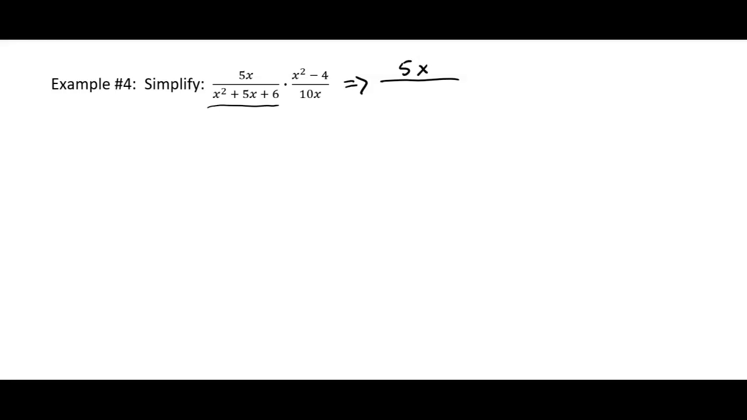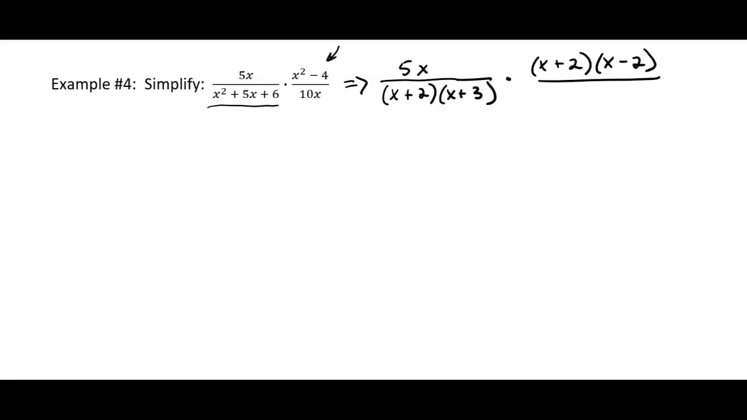Anyway, I'm going to go ahead and factor it. So x plus 2 times x plus 3. And that's how that one factors. I can double check. 2 times 3 is 6, and 2 plus 3 is 5. All right. Then I go to the second numerator. Well, that's the difference of squares. So it's going to factor into x plus 2 and x minus 2.